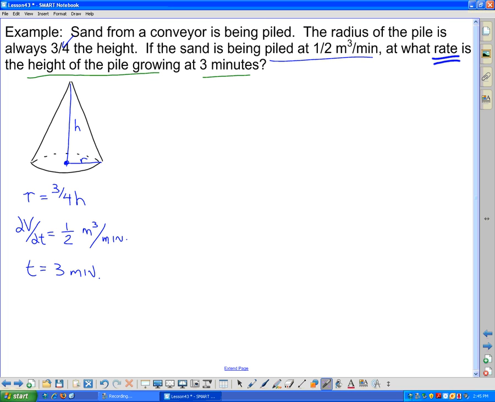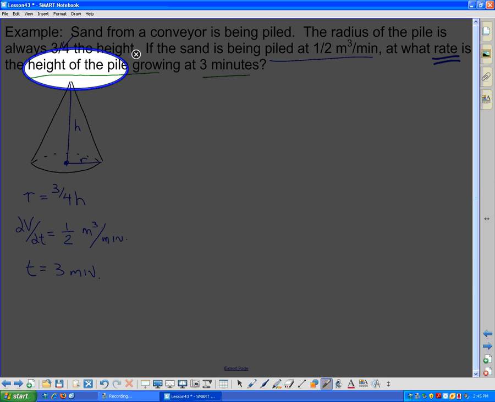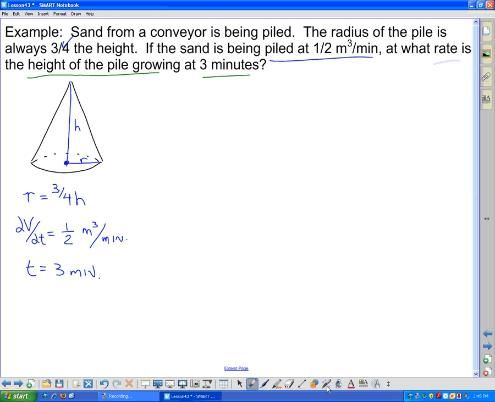So that means it's going to be a fraction. At what rate is the height of the pile growing? So that means we are looking for dh by dt. That's our unknown. So now you look at the information given. We have height, we have volume, we have radius. So we are going to use a volume formula. So volume for a cone is 1/3 pi r squared h. Now, if you look in the question, what do we want to find? dh by dt.